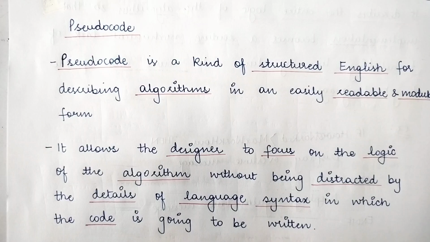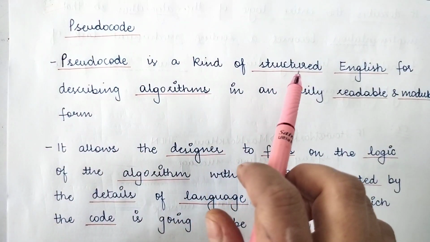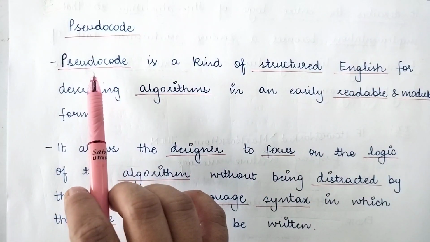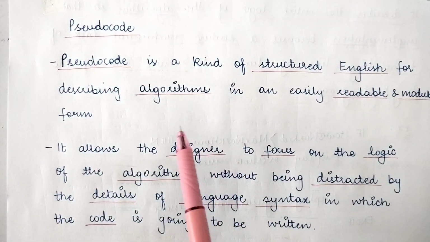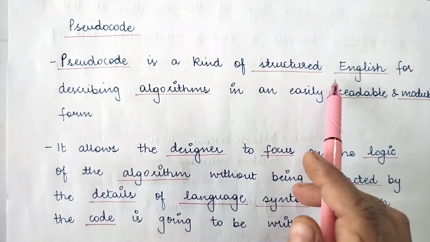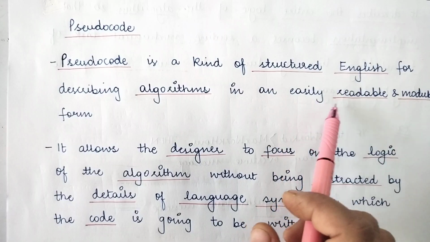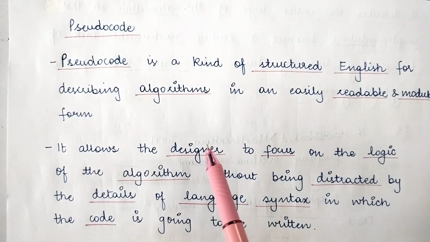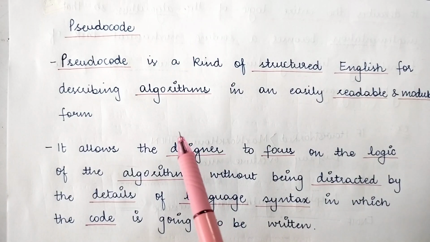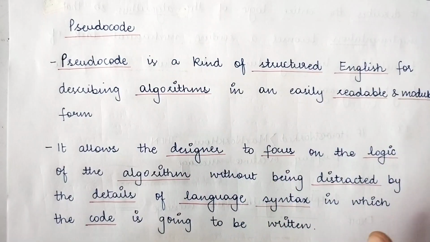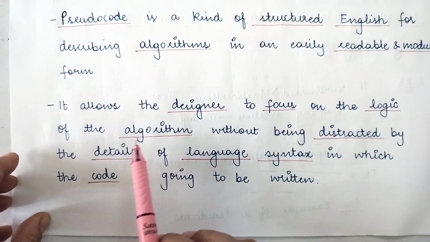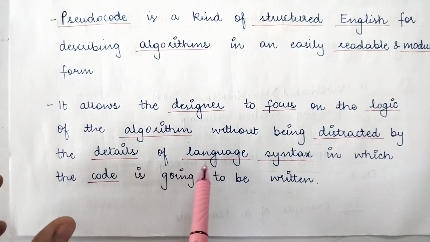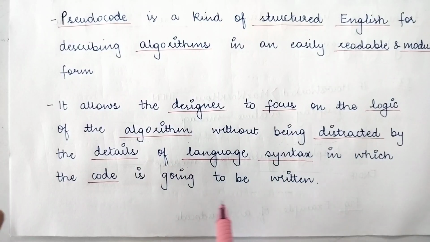Then another most important tool is the pseudocode. Pseudocode is a kind of structured English, as the name itself says, pseudocode. Pseudo means which looks like a code, but which is not actually a code. So, it is a kind of structured English for describing algorithms in an easily readable and modular form. Some people confuse it with algorithms also, but these are not algorithms, these are pseudocodes which include half code and half English language. It allows the designer to focus on the logic of the algorithm without being distracted by the details of the language syntax in which the code is going to be written.